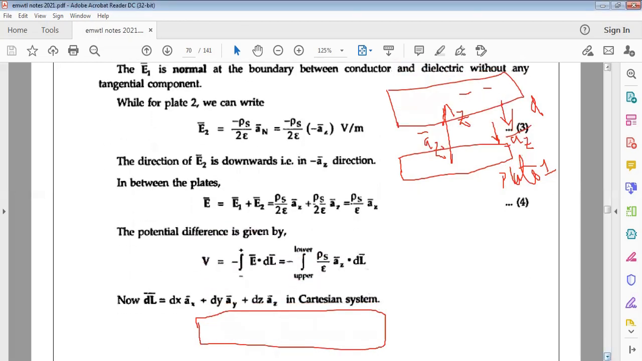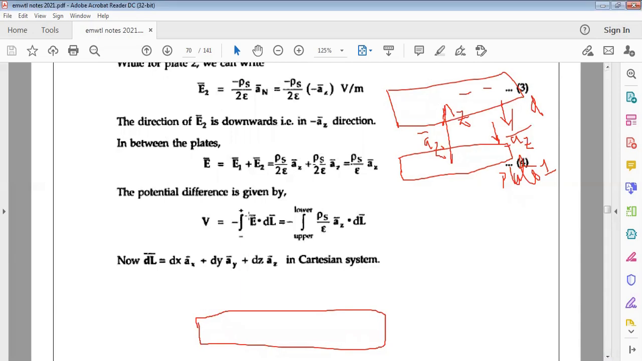The potential difference V, you know the formula, V is equal to minus integral of E bar dot dL bar, with the upper limit and the lower limit here. The upper is a negative value and the lower is positive. Why am I saying the upper is negative here? The upper plate, plate 2, is negative, and the lower plate is at Z equal to 0, which is a positive value here.